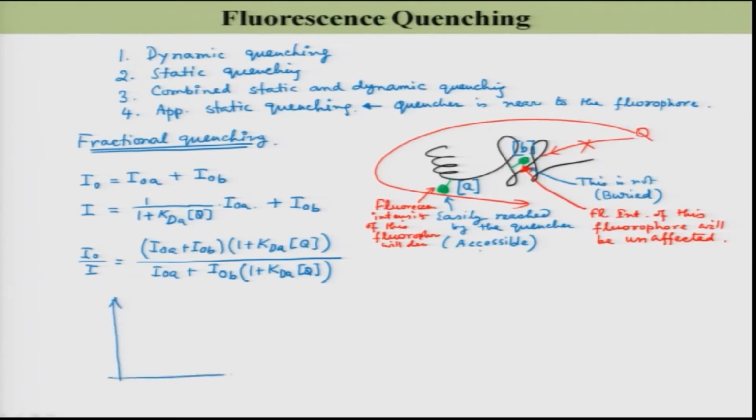So, this is my I0 by I versus Q. What you will see is that the curve will look something like this. It means that this is not a straight line. Obviously, it is not. So, in this case, my question is how I am going to calculate the value of KdA. Let us move forward and see how we can do that.